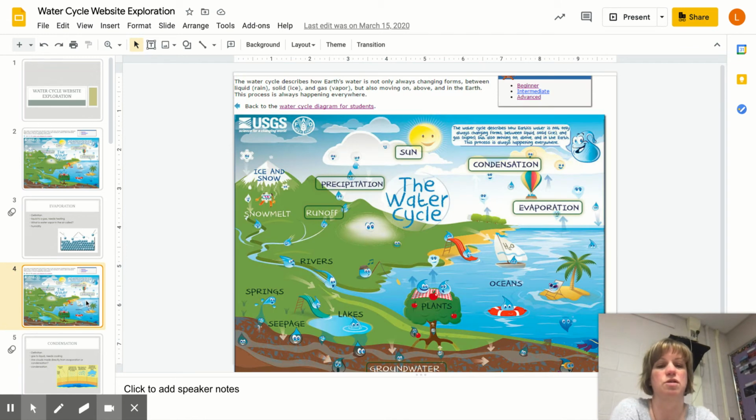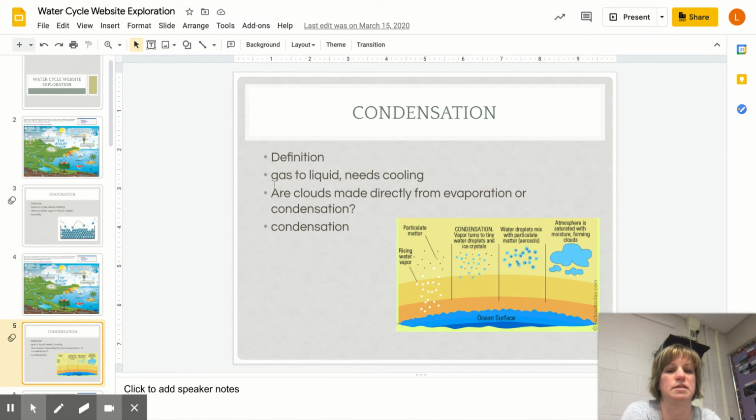Okay, so our second term was condensation, and you can find it way up here. Condensation is the opposite of evaporation. And so condensation then means this, not a liquid to a gas, but when water goes from a vapor, a gas, back to a liquid, and it needs cooling.